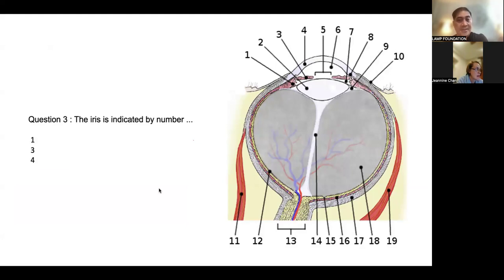The iris is indicated by number? 3. What is the color of your iris? If you have royal blood, it should be blue. Your iris looks blue, Ma'am Janine. Is it? I don't know, my eyesight is just blurry. What should be the color of the iris of most Filipinos? Brown? Yes.